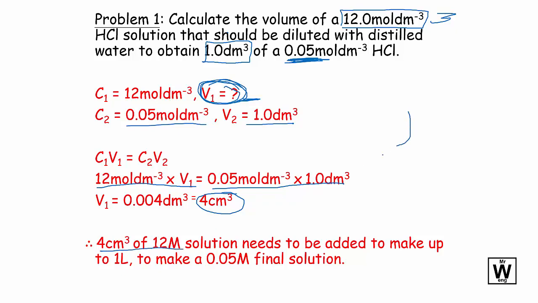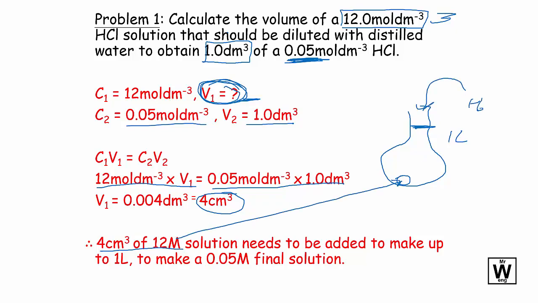Grab that 4 mils, put it into a volumetric 1 litre or whatever you have. So 1 litre volumetric flask. So grab the 4 mils of that 12 molar. Then grab some water and add it up to a litre. And then you'll have a litre of not 12 molar, but you'll have a litre of 0.05 moles per litre HCl.